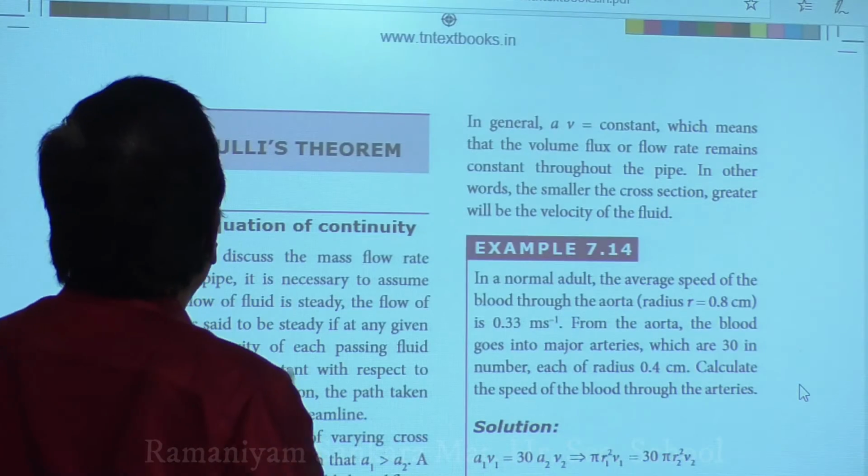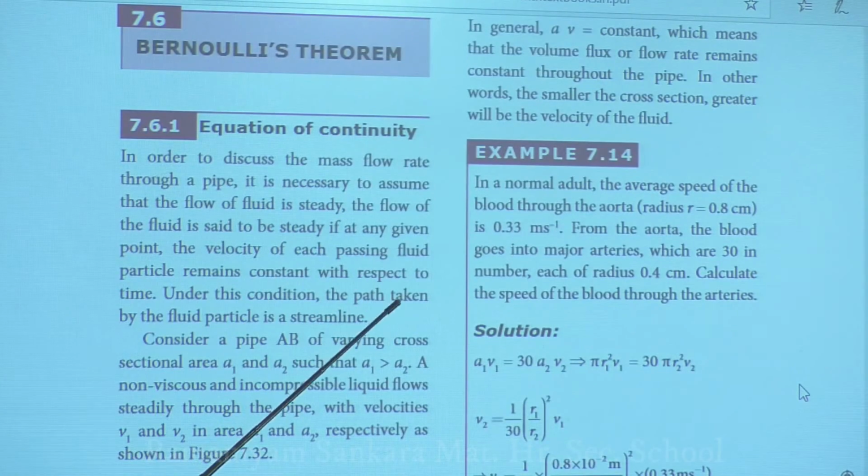Okay, now we go to Bernoulli's theorem, very, very important. First we go to the equation of continuity. What is the equation of continuity? See the diagram: a streamlined flow of fluid through a pipe of varying cross-sectional area. This is the bigger area, this is the smaller area.